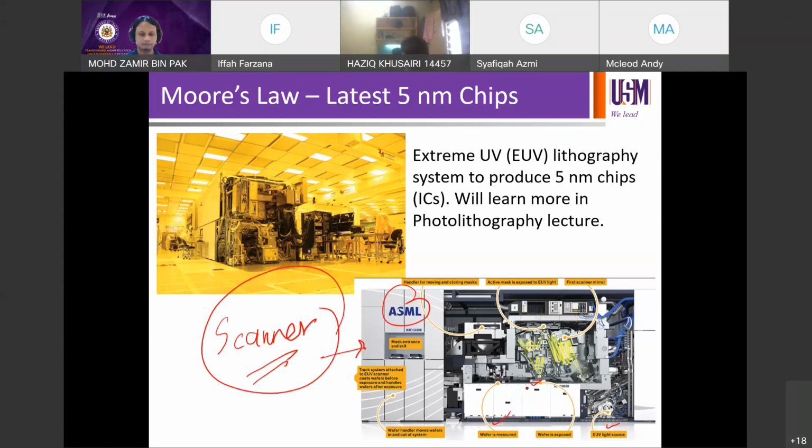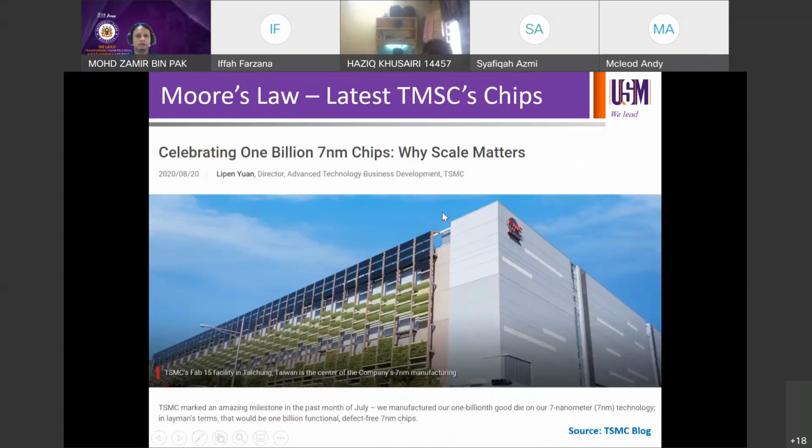So this piece costs about 150 to 300 million per piece, USD, depending on certain features inside, right? So the recent version is like 320 million per piece. Right, TSMC 7-nanometer chips. You can see the fab facility for 7-nanometer established in 2020, last year.